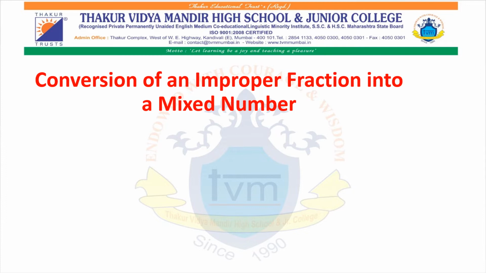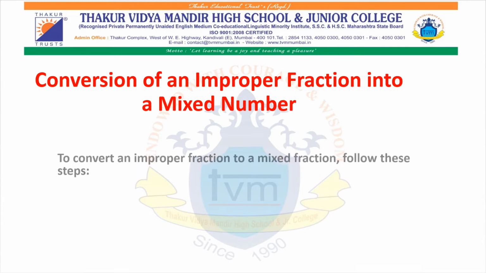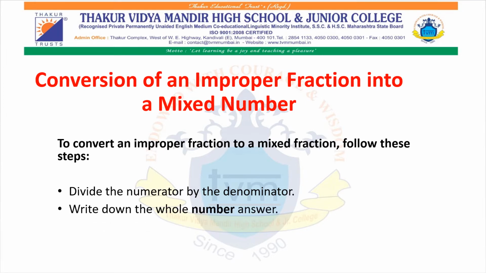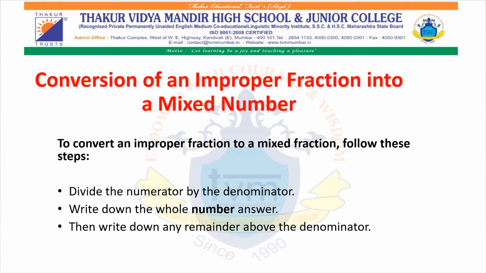Now we will see conversion of an improper fraction into a mixed number. First we will see which steps we have to follow. To convert an improper fraction to a mixed fraction, follow these steps. First, divide the numerator by the denominator. That is our first step. Second, write down the whole number answer. Third, then write down any remainder above the denominator. For better understanding, I have given an example over here.